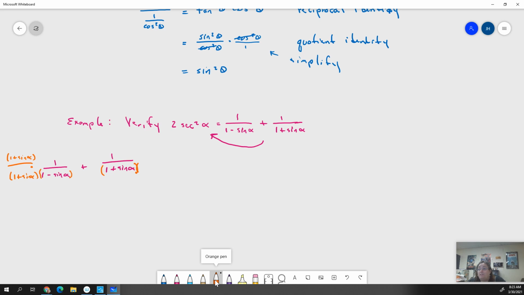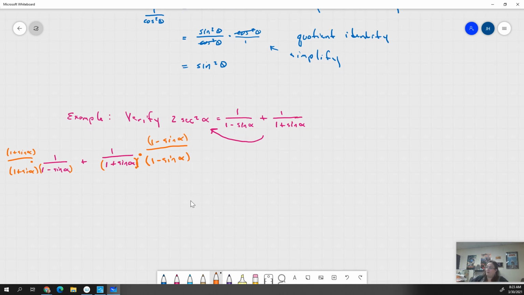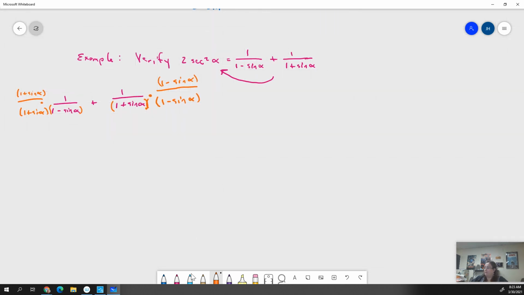The reason I have to do it to both is because that's identical to multiplying by 1, right? We're not changing the value. We're just changing the look of this fraction. This side has a 1 plus sine of alpha, but it doesn't have a 1 minus sine of alpha. So I'm going to multiply this times 1 minus sine of alpha over 1 minus sine of alpha, right? Now, my notes are getting a little ugly, but you'll see how it all works.